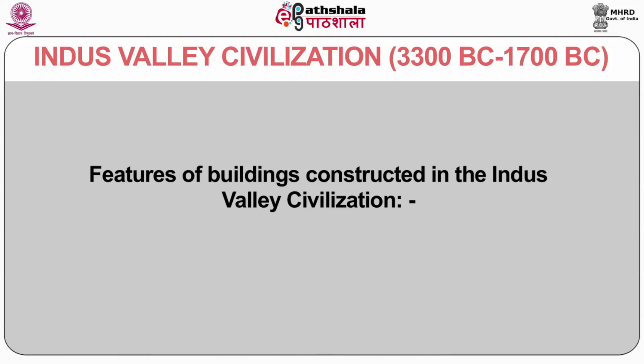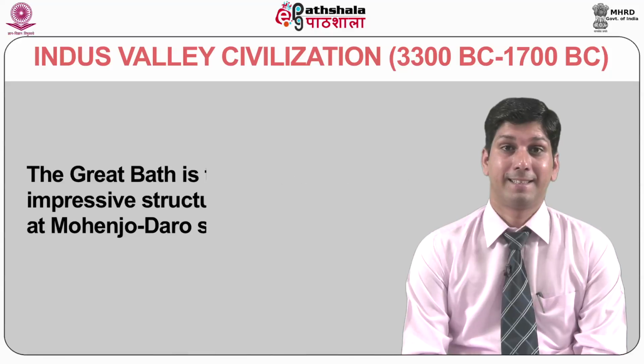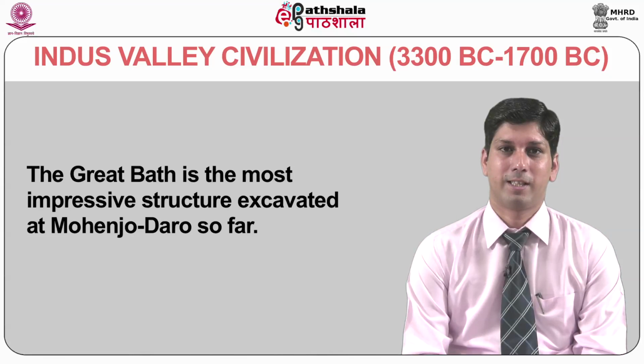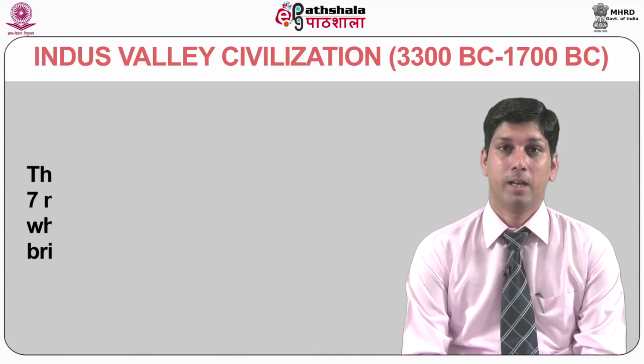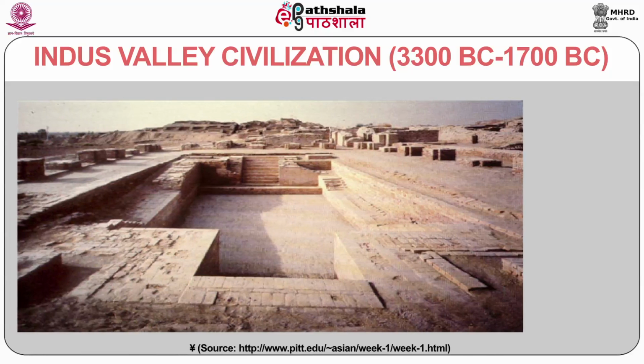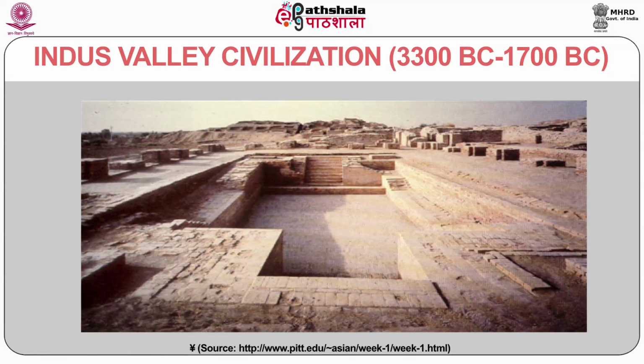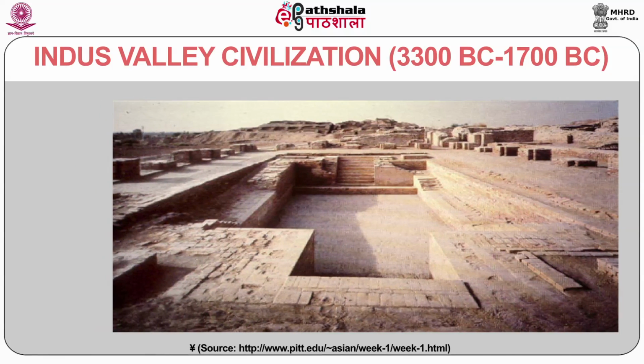Let us discuss the features of buildings constructed in the Indus Valley Civilization. The first one is the Great Bath. The Great Bath is the most impressive structure excavated at Mohenjo-daro so far. This bath is a pool which is 12 meters long, 7 meters wide and 2.5 meters deep, constructed with kiln-burnt bricks. The pool is in the center of a large open quadrangle with rooms and galleries on all sides. A flight of steps at either end connects it to the rooms.